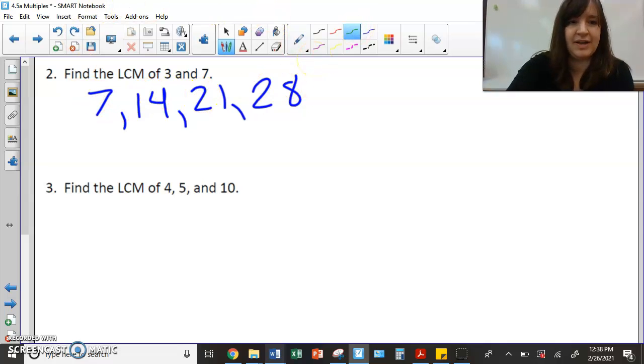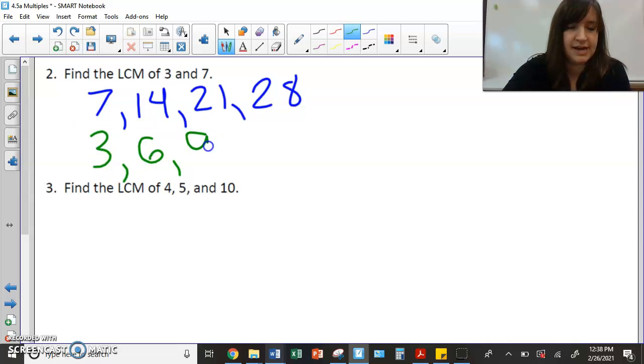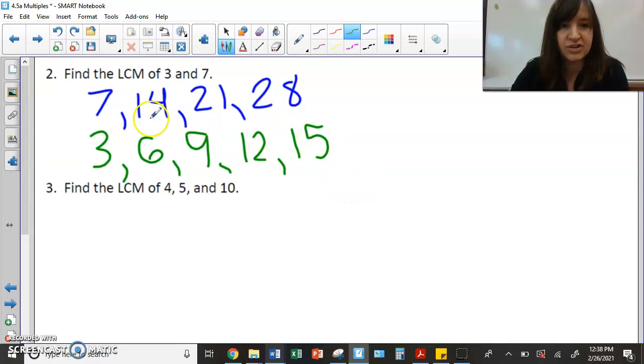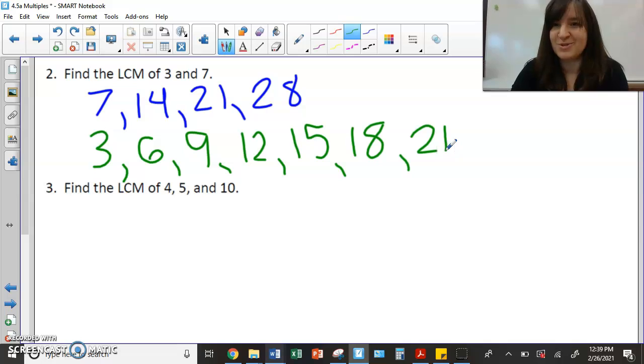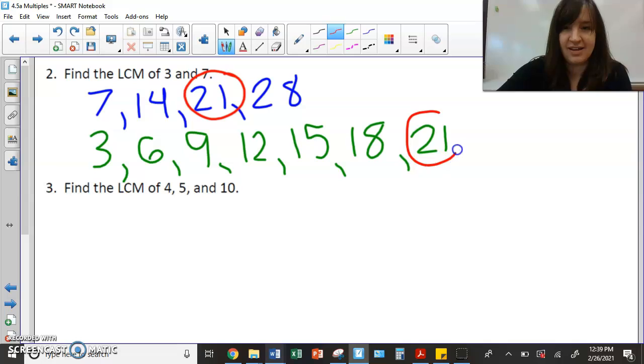So let's list out my 3s. 3, 6, 9, so far nothing in common. 12, 15, nothing yet. I've gotten close, but not there yet. 18, not there. 21, oh wait, 21, they both have the number 21 in common.